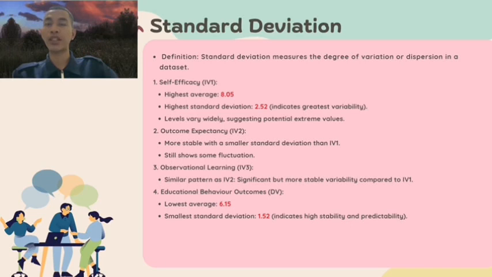For outcome expectancy, the independent variable IV2 is more stable with a smaller standard deviation than IV1, but still shows some fluctuations. For observational learning, there is a similar pattern as IV2, significant but with more stable variability compared to IV1. For the educational behavior outcomes, the dependent variable, the lowest average is 6.15 and the smallest standard deviation is 1.52, which indicates high stability and predictability. Values cluster closely around the mean, indicating less variation compared to the IVs. IV1, self-efficacy, has the most significant variability and may strongly influence the dependent variable.